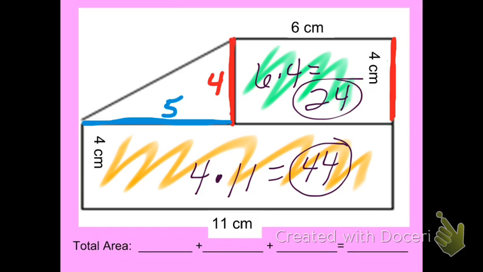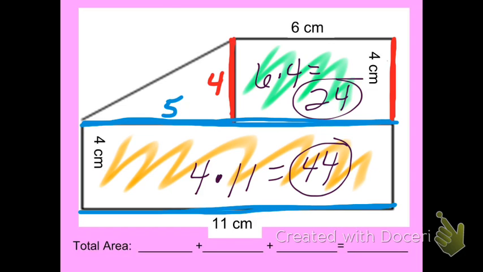The whole distance along here is 11. But this piece from here to here is 6. Subtract, so that's how we get this 5. Okay? Got it?